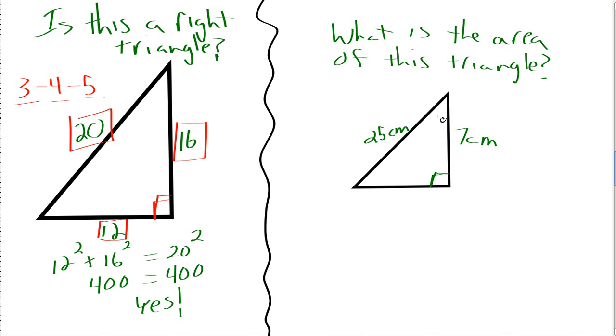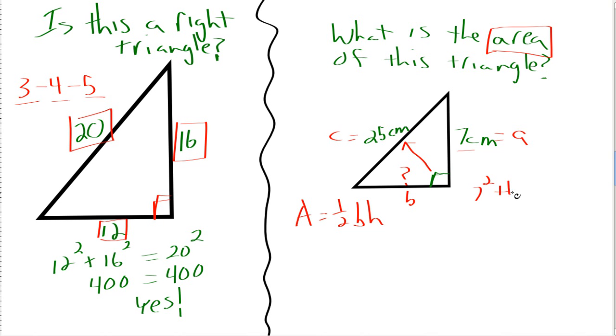Over here on this side, let's take a look at this problem. It says that we're looking for the area of this triangle. So area is half times base times height. Well, this is the height, but I do not know what the base is. So we need to use the Pythagorean theorem. Now, this is really key. What side is this? Well, that is the hypotenuse. So I'm going to call that C. I'm going to call this A, and I'm going to call this B. So 7 squared plus B squared equals 25 squared.